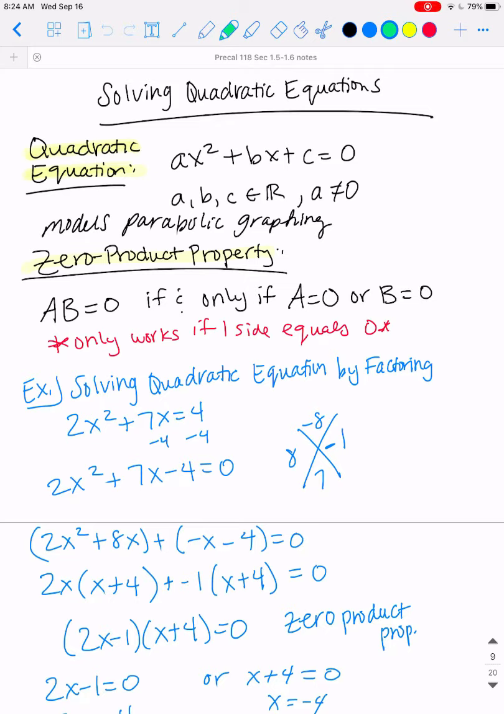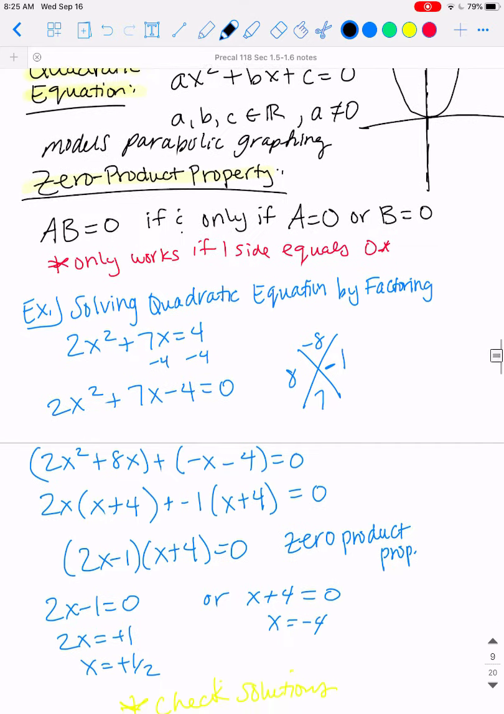So to begin, a quadratic equation is an equation such that ax squared plus bx plus c equals 0, where our a, b, and c are real numbers and a does not equal 0. So this type of equation actually models parabolic graphs. If you have done pre-calculus or just algebra, you have seen parabolas like this, and these are the kind of equations that model them. We'll learn more about those later in the course.